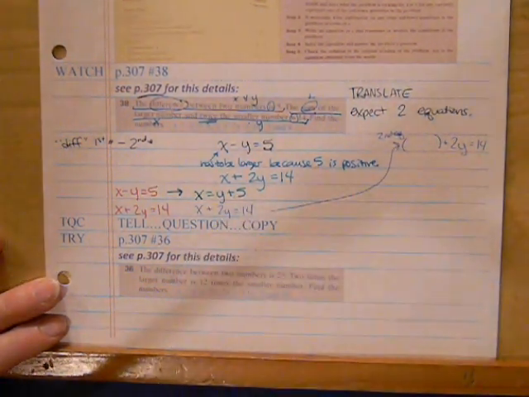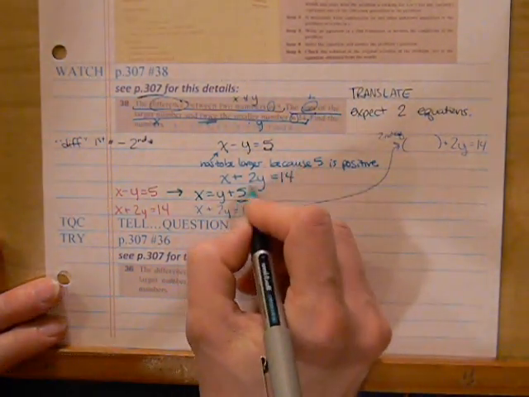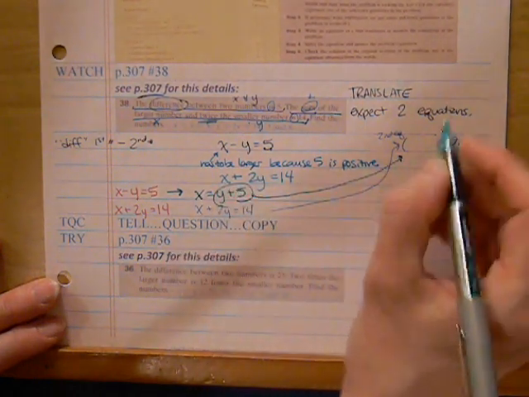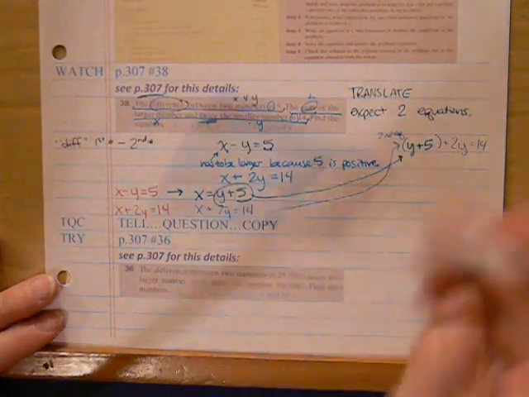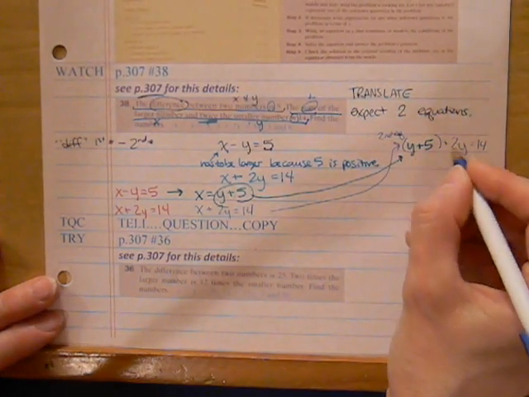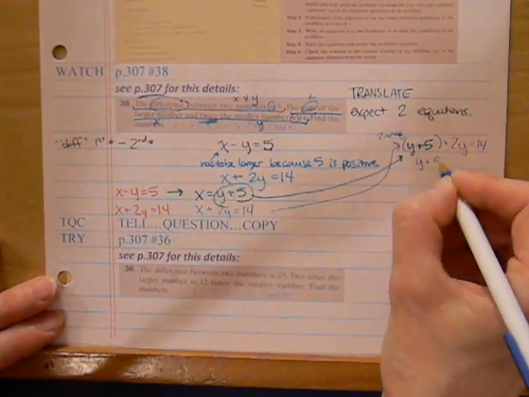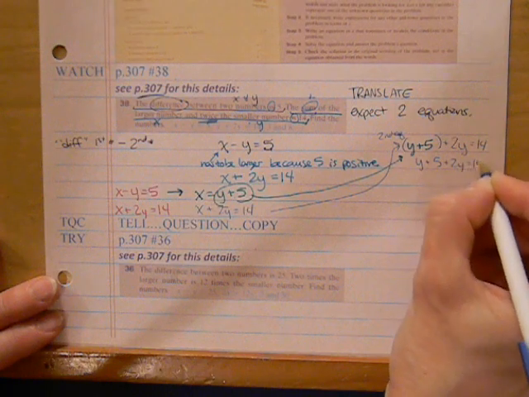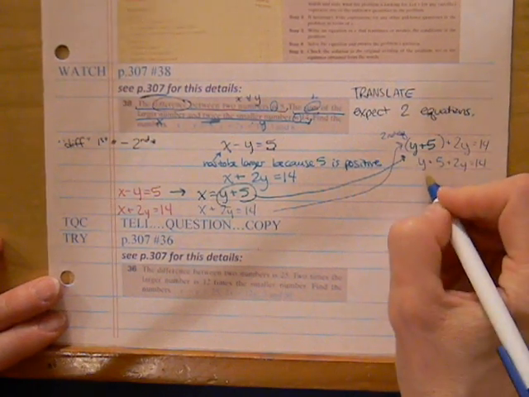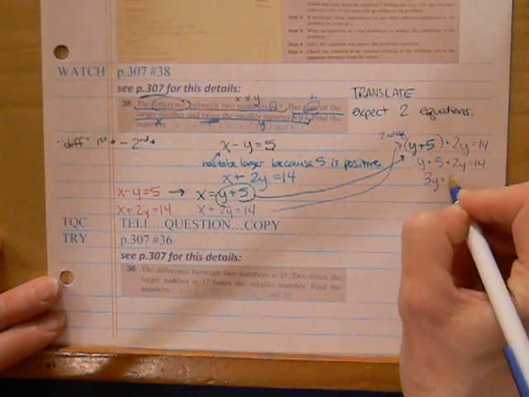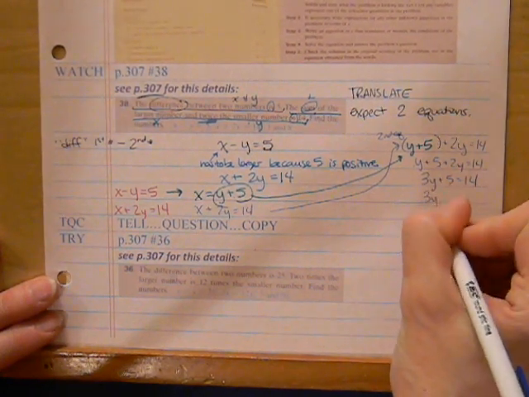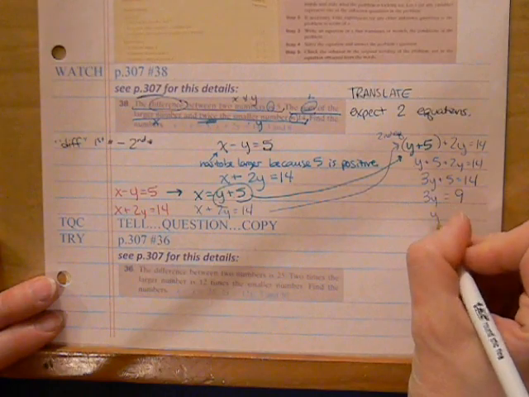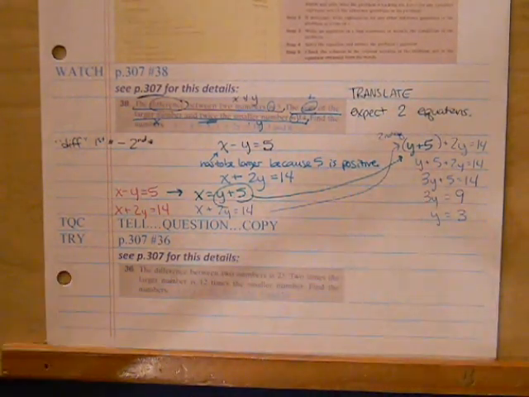And then I'm going to use what I solved for the first equation and replace that for x. So y plus 5. And then I can solve. I've got y plus 5 plus 2y equals 14. Similar terms, like terms, y plus 2y is 3y plus 5 equals 14. Subtract 5 from both sides, I get 3y equals 9. Divide by 3, y equals 3.